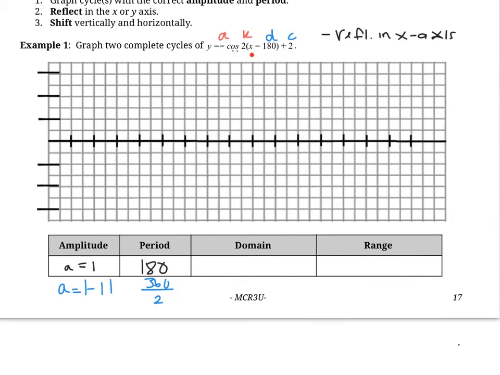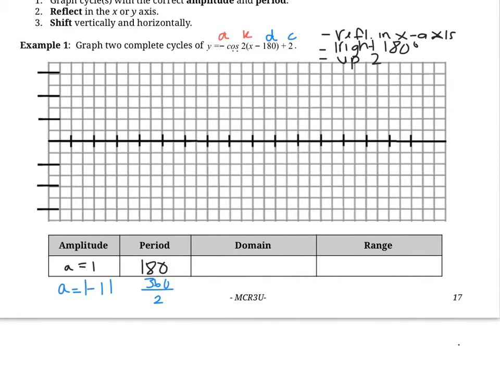Taking a look at our d value, our d is equal to 180, which means that we are going to shift to the right 180 degrees, and our c value is 2, which means that we're going to move everything up 2. So if we're going to plan out our range here, let's plan out our x values first. So we know that it has a period of 180 degrees, but we're shifting to the right 180.